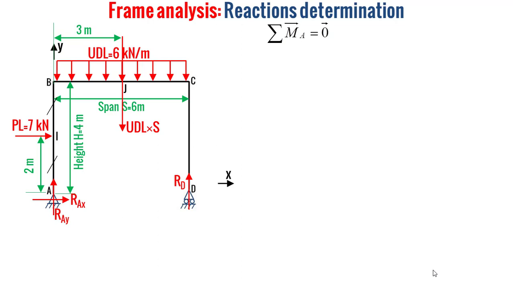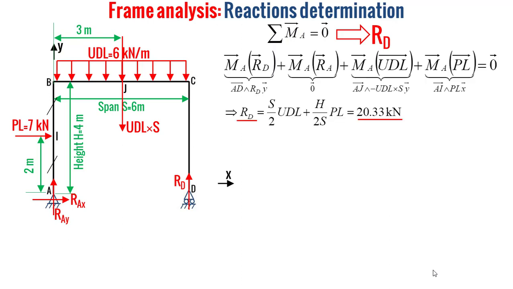In order to avoid complications during the calculations of the reactions, we will apply the static equilibrium equation of moment at the point A. This will neutralize RAX and RAY in order to directly find RD. If we apply this equation, we finally have a reaction RD equal to the half span multiplied by the UDL plus the half height multiplied by the point load, divided by the span, which will give numerically 20.33 kilonewton as RD.